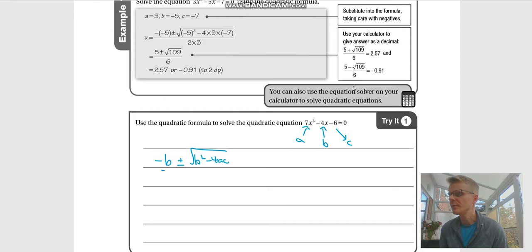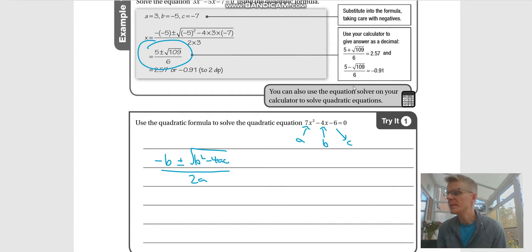It does have some uses. If you ever don't want to complete the square and want your answer in surd form, we can see, especially from this example up here, that it gives us the answer in surd form straight away without having to complete the square.